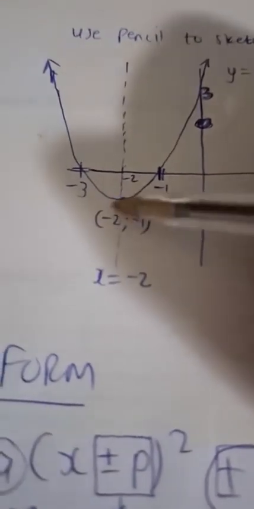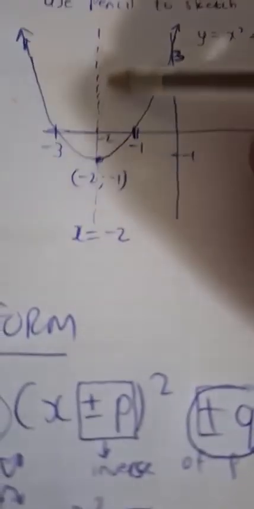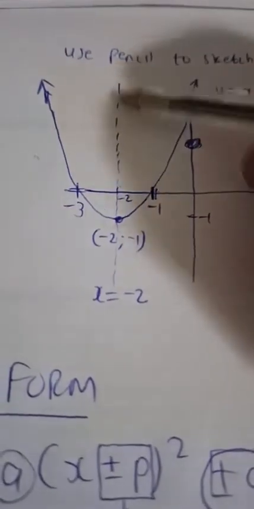Remember the x coordinate of the turning point was negative 2, but it also spoke to the axis of symmetry. Very important, guys.